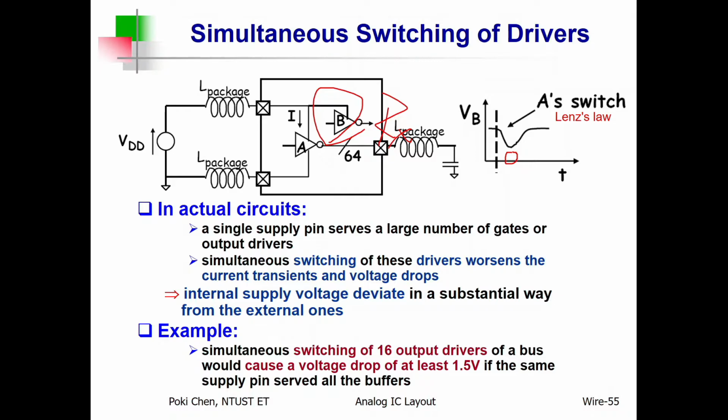Okay? And this is the reason why, again, I warn you, 16 output drivers connected to the same VDD or ground doesn't make any sense. You need to reduce the number connected altogether. The maximum number of them is around 10. No more than 10. Good enough.